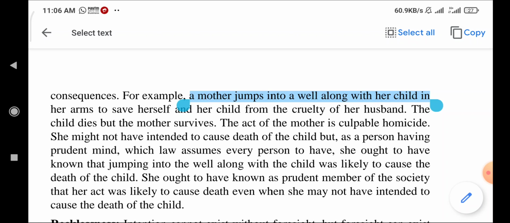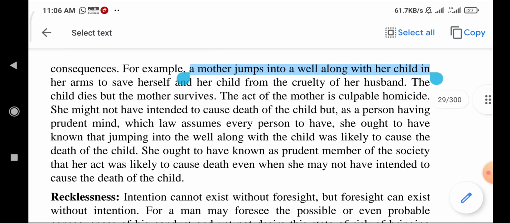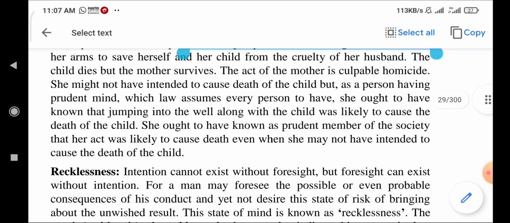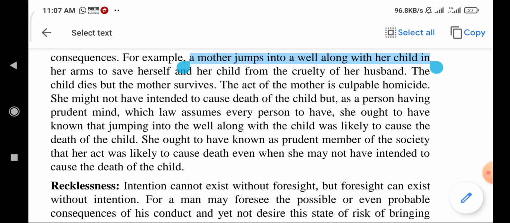You can think about culpable homicide. What is culpable homicide? Here the mother has committed culpable homicide. She might not have intended to cause the death of the child, but as a person having the prudent mind which the law assumes every person to have, she ought to have known that jumping into the well along with the child was likely to cause the death of the child. She ought to have known, as a prudent member of society, that her act was likely to cause death even when she may not have intended to cause the death of the child. So the mother in this case is considered under culpable homicide, section 299 of the IPC.